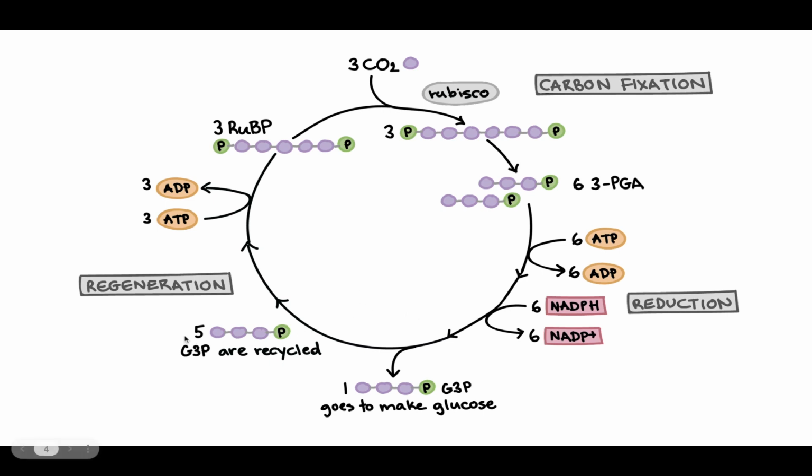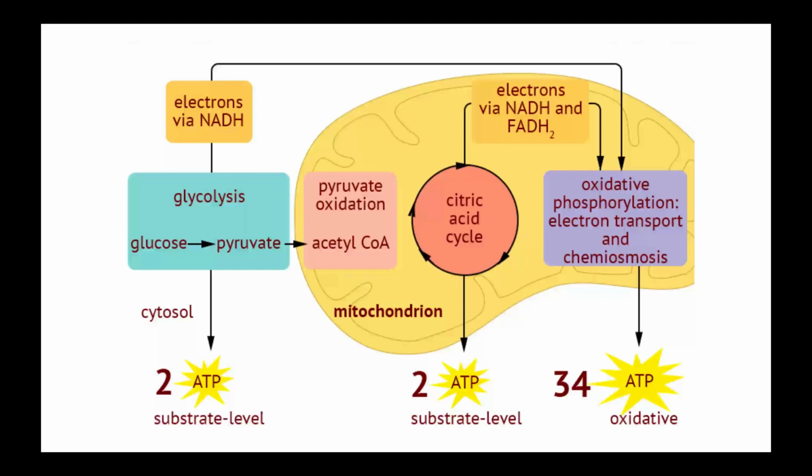So with the 5 other G3Ps in the regeneration step, ATP is used to add the carbons together in order to create the original 5 carbon molecule that started this cycle off. And through all this, photosynthesis has created glucose, which would be used to produce even more ATP in the mitochondria. So here's a diagram of the mitochondria, which is the powerhouse of the cell.